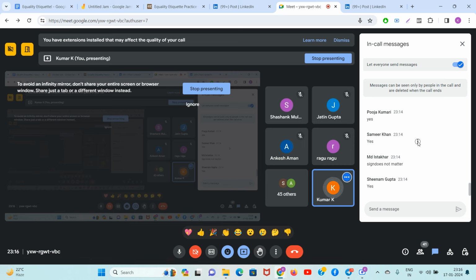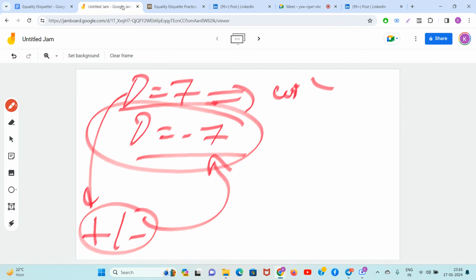Guys, someone write in the chat. Sign of d does not matter. Someone needs to write in the chat, guys. It's very, very important. And be quick, guys. Don't waste time. Yes, Sheenam is my favorite student. She always writes what is needed. And Pooja and Harsh and Sameer. Great job. Nice. Awesome. So you guys understood that.